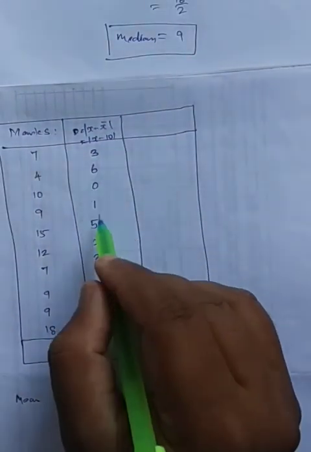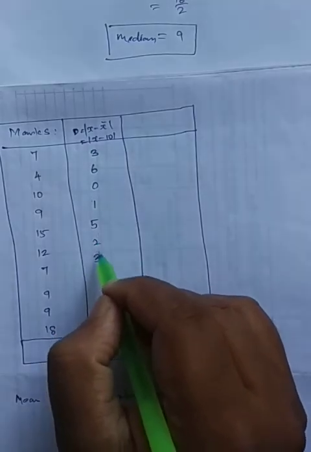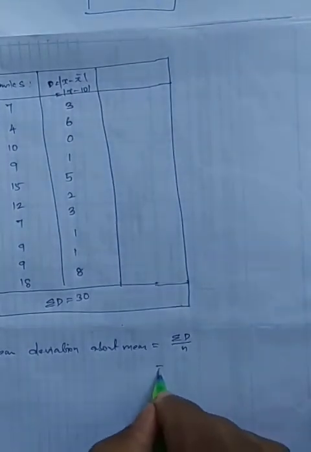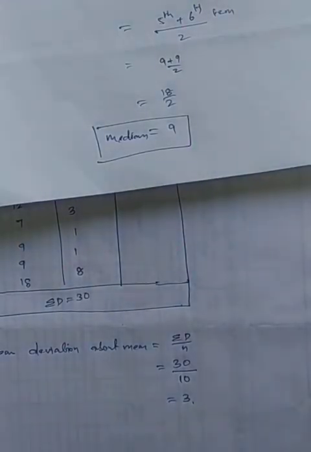3 plus 6 is 9, 9 plus 1 is 10, 10 plus 5 is 15, and 2 plus 3 is 5, so 15, 20, and 28, 29, 30. So this is coming 30. Sigma d value is 30. So 30 divided by n value, which we have already written here. N value is 10. So 30 by 10, here it's coming 3.